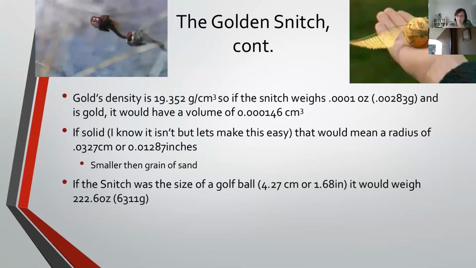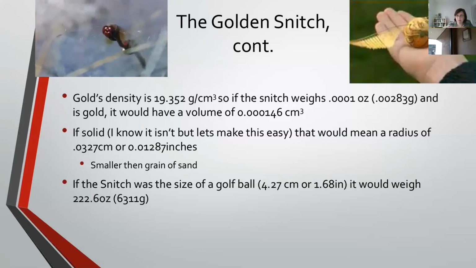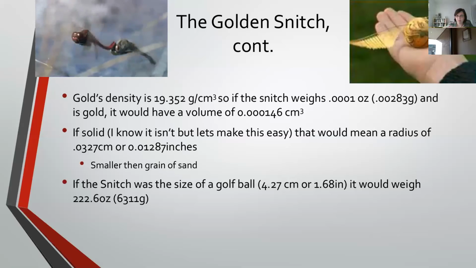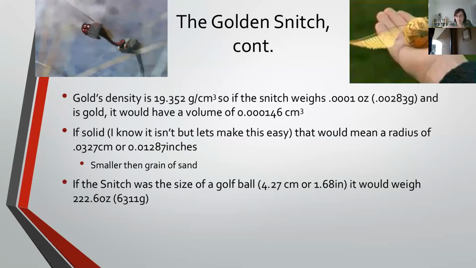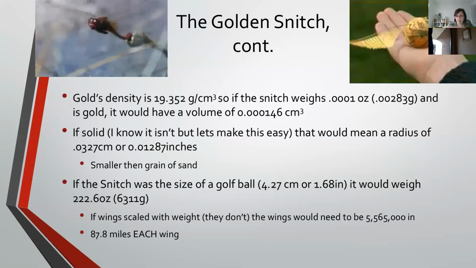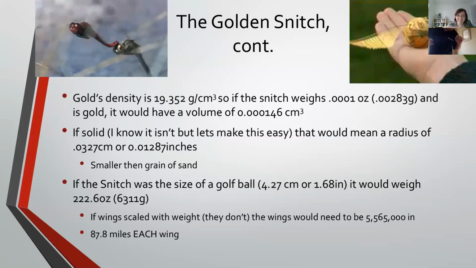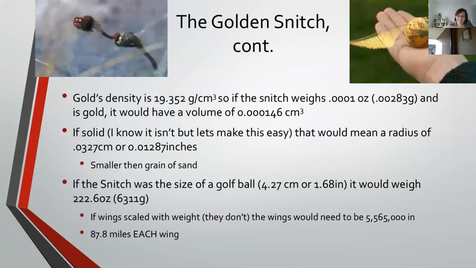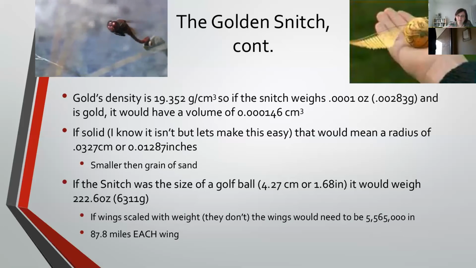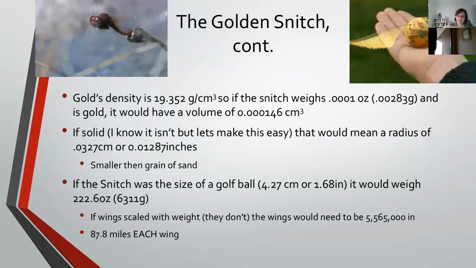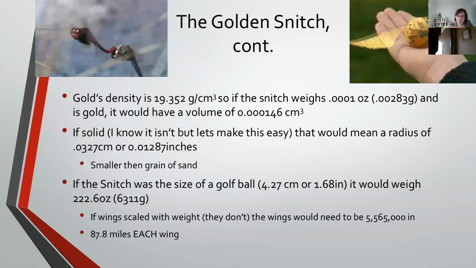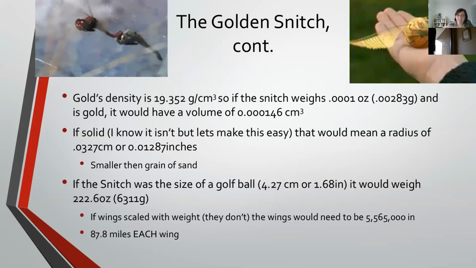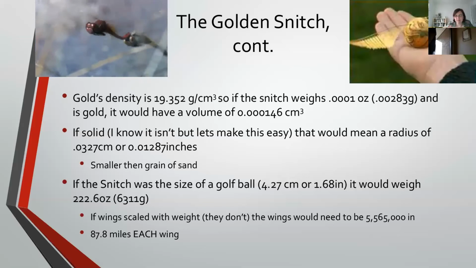So this is the very bottom possible: a golf ball sized piece of gold would weigh 6,311 grams. And if it's scaled, that would result in a wing, each one 87.8 miles long. Now keep in mind, this doesn't scale, so really, they'd probably be near twice as long each. So you'd never not be able to find the golden snitch. It would be easy to find because it would be many times bigger than the field. Or it would be smaller than a grain of sand. One or the other.